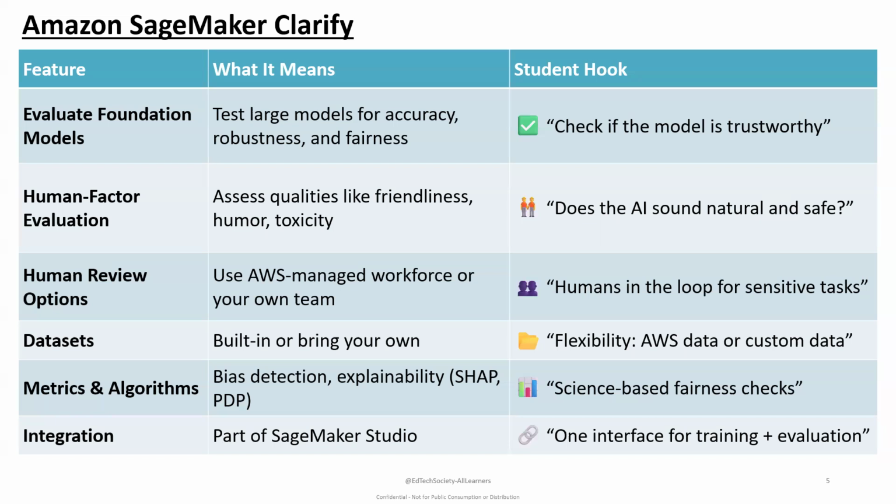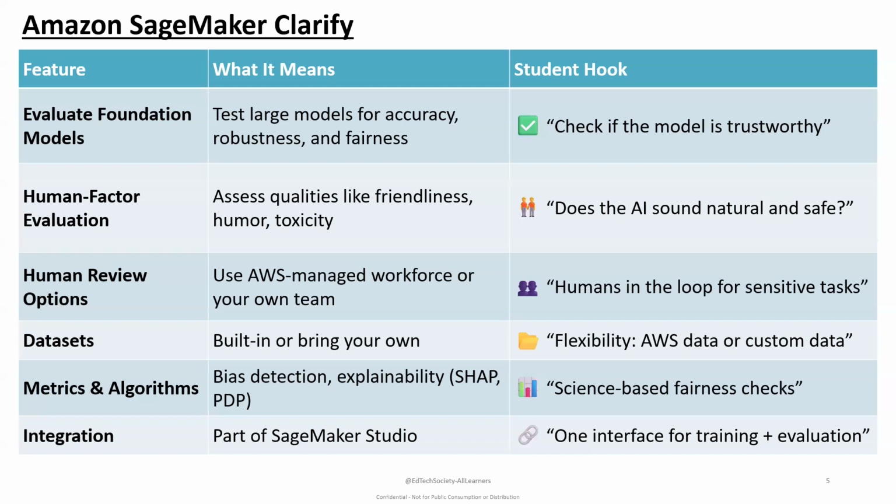It is also asking about human factor evaluation. Suppose we need to assess qualities like friendliness, humor, toxicity, whether your AI is actually sounding natural or safe. Don't be confused with Augmented AI or Ground Truth here. They are asking for the human factor. Don't blindly go for Ground Truth or Augmented AI, which I discussed in my last session, but just think about what it is asking.